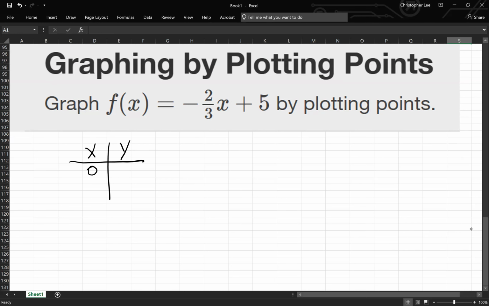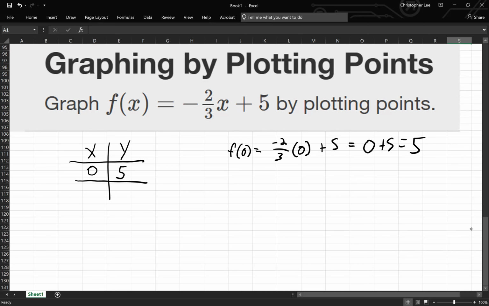When I plug in 0 for x, what do I get as y? 5, exactly. Just so I'm clear, f of 0 is equal to negative 2 over 3 times 0 plus 5, which becomes 0 plus 5, which is 5. That's what I'm saying.